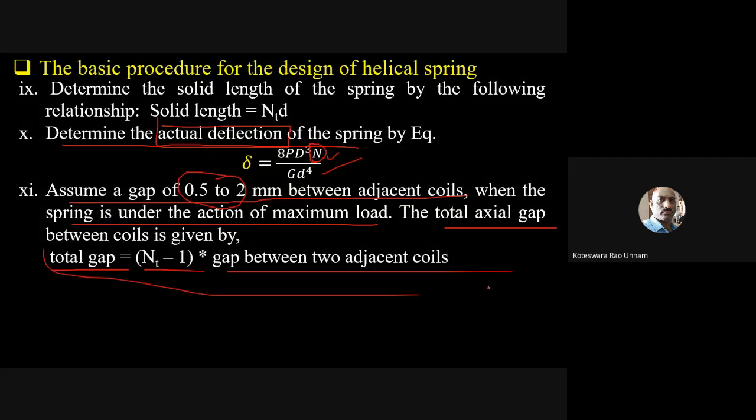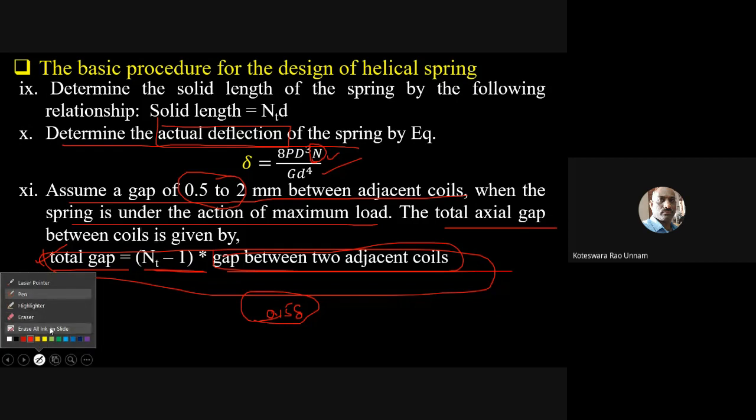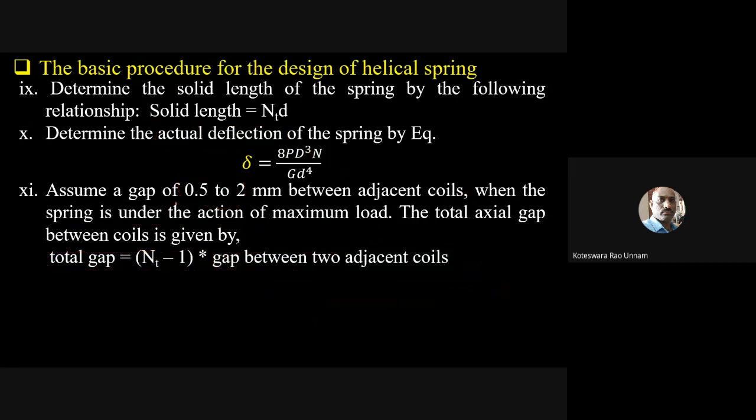Or sometimes they take NT instead of NT minus 1, into the gap between the adjacent coils, measured as 0.5 to 2 mm. Or sometimes the gap between adjacent coils is taken as 15% of the maximum deflection, 0.15 times delta. They take that entire thing, 15% of the maximum deflection, as the total gap. Like that also they may take it. That depends upon the application only. Sometimes they consider a 1 mm gap between the adjacent coils.